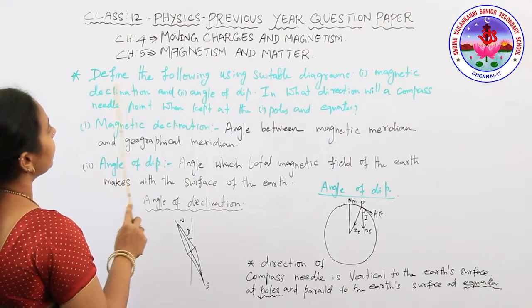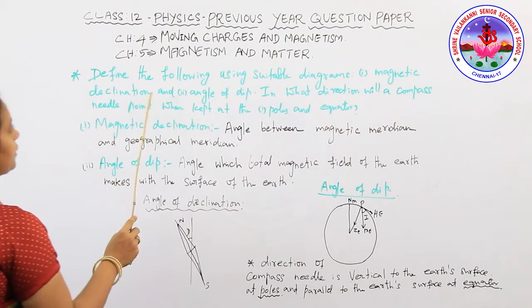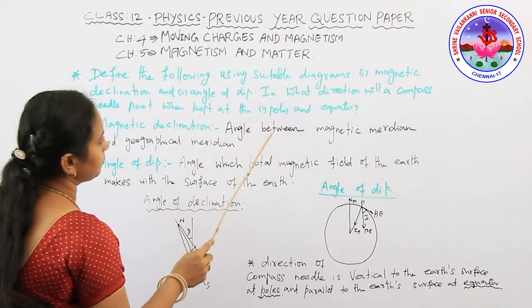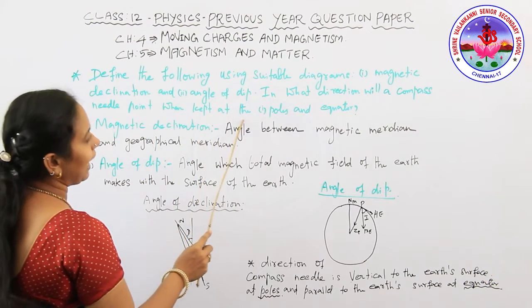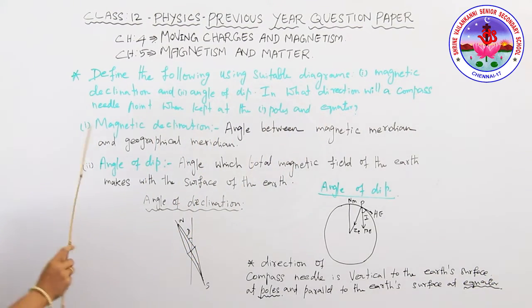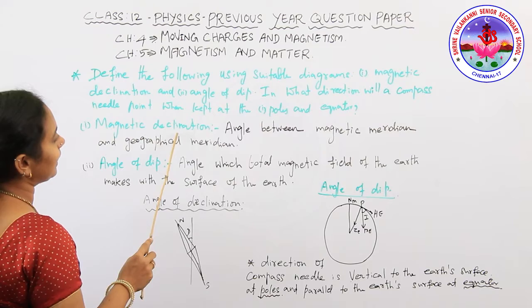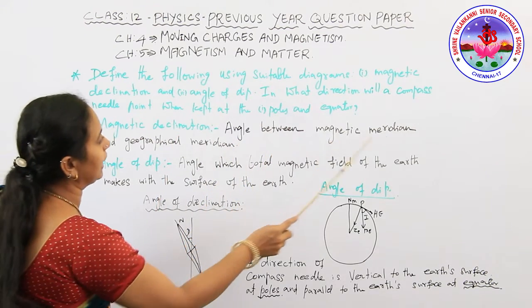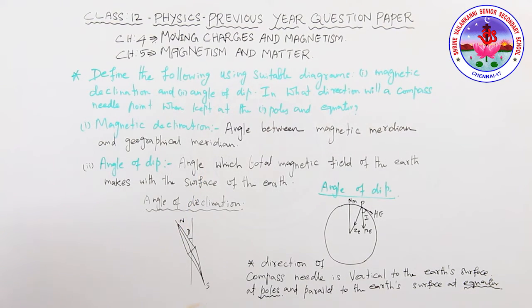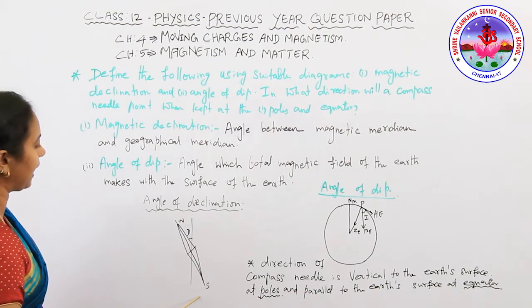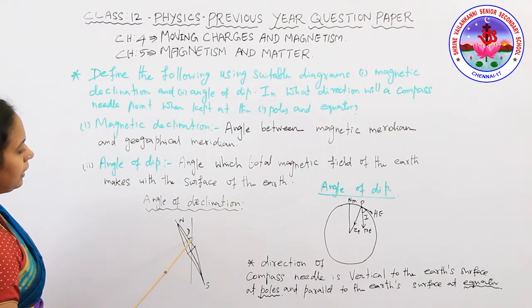The next question, define the following using suitable diagrams. Number 1, magnetic declination and angle of dip. In what direction will a compass needle point when kept at the poles and the equator? The first definition and the diagram we can see, magnetic declination. We can say that it is the angle between the magnetic meridian and the geographical meridian. See the diagram, children. This is the angle of declination diagram. This is the angle between the magnetic meridian and the geographical meridian. So this part is the magnetic declination.